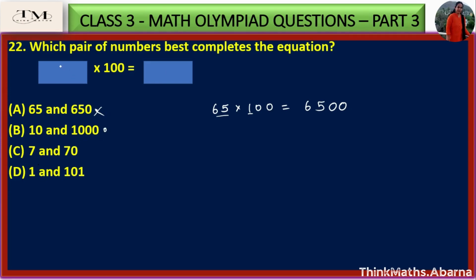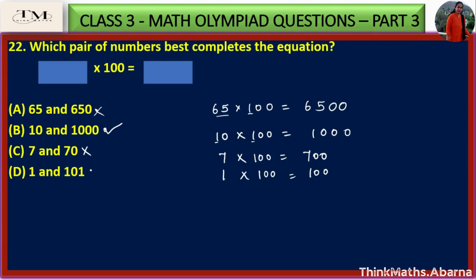Now take this one. 10 and 1000. In the first box it is 10. 10 into 100. How many zeros are here? 3 zeros. So put 3 zeros and the remaining numbers: 1 into 1 is 1000. So this is right. Now check 7 and 70. What is 7 into 100? 7 into 100 makes 700. This is also wrong. It is written as 70. Next, 1 and 101. 1 into 100 is 100, but it is not 101. So this is also wrong.